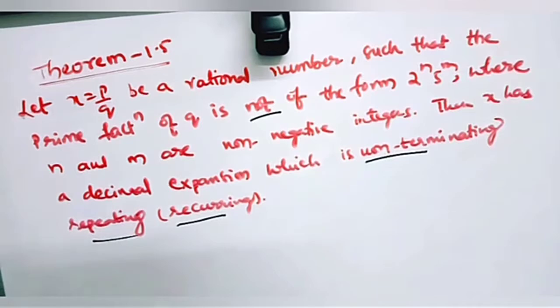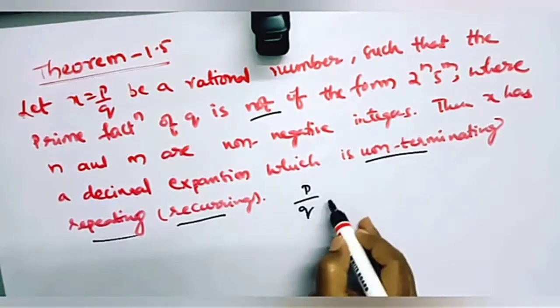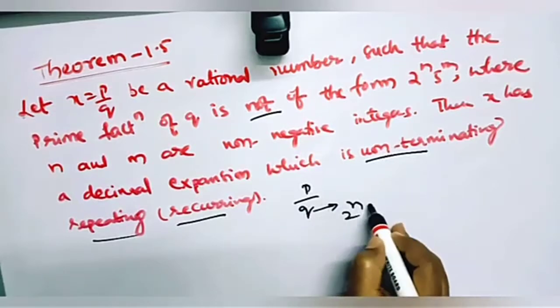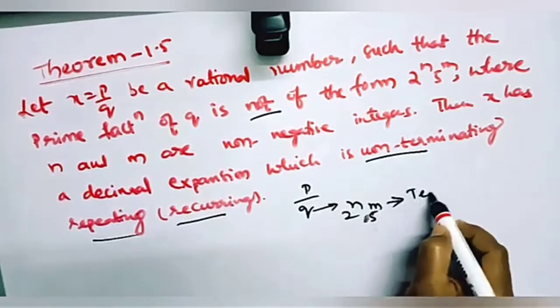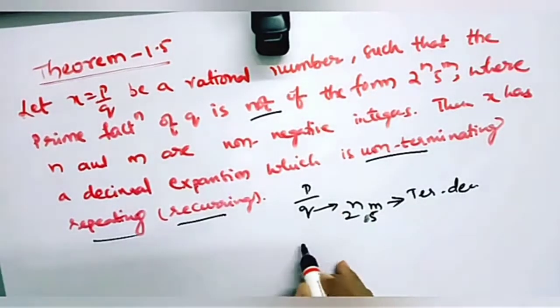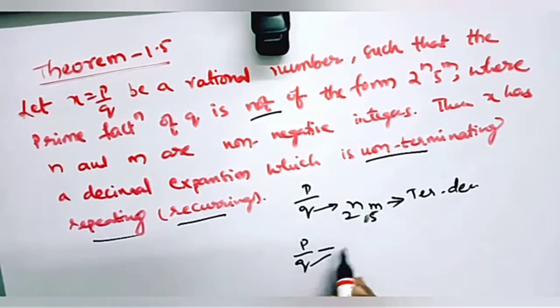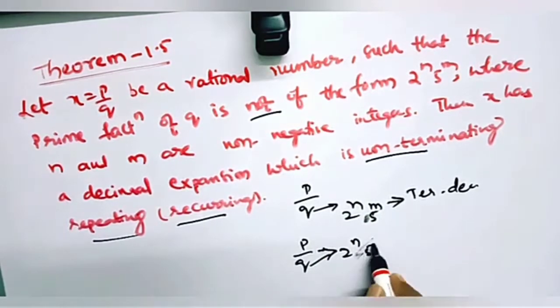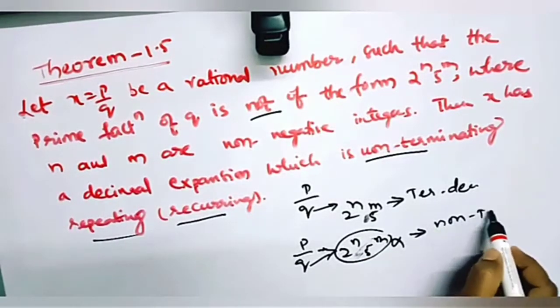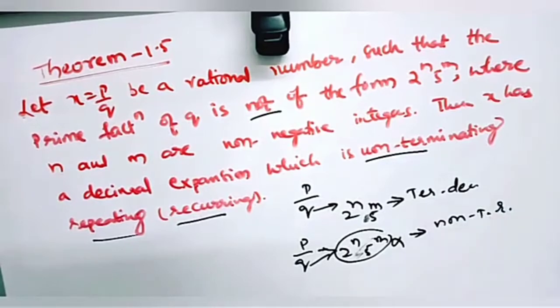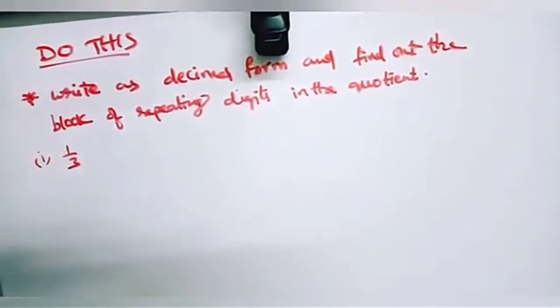This means in theorem number 1.4, if it is a number in the form of p by q and q is of the form 2 to the power of n and 5 to the power of m, it is a terminating decimal. But this theorem states that if the denominator of p by q is not in the form of 2 power n and 5 to the power of m, then it is a non-terminating repeating decimal, that is, a recurring decimal. Next, do this.